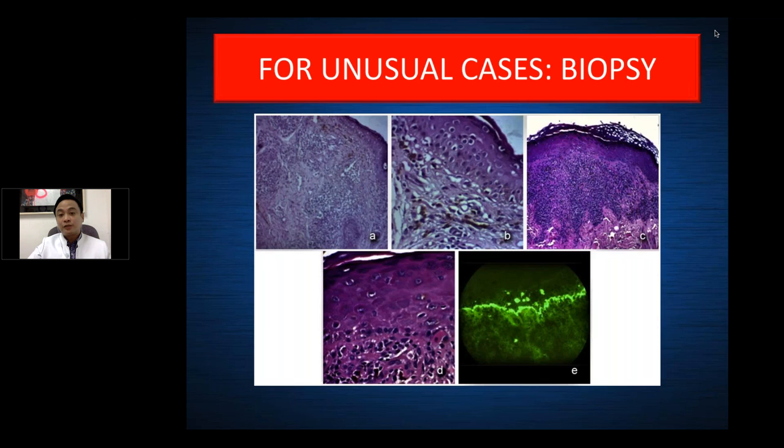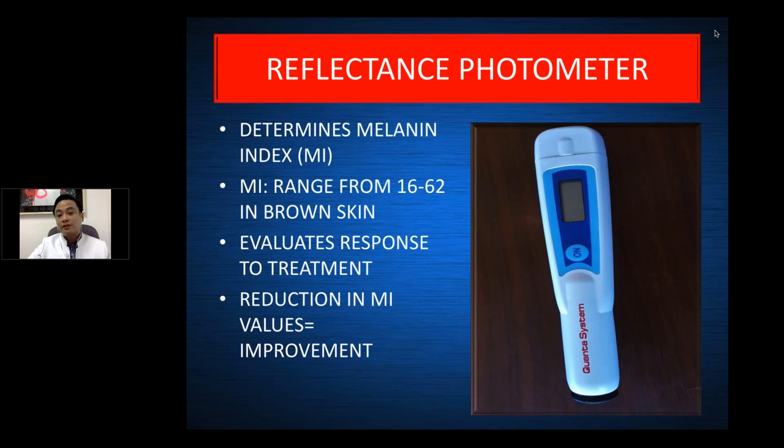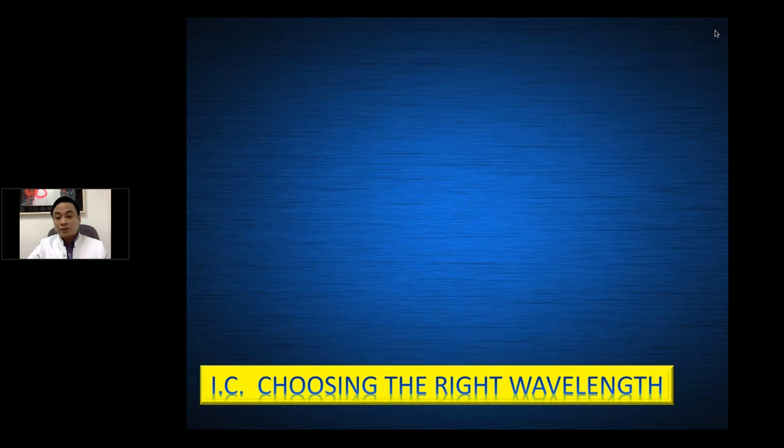So this is just an example of a reflectance photometer. It determines melanin index. The melanin index may range from a value of 16 to 62 units in brown skin. This is very useful in clinical practice, especially when we want to evaluate response to treatment. If there is a reduction in melanin index values during follow-ups, that means the patient is improving. If there is no change in the melanin index, for example, in our patients with melasma, then most probably our interventions are not working. So now we choose the right wavelength.